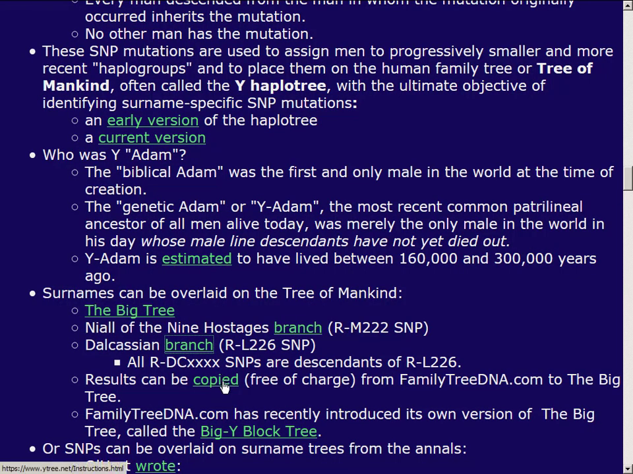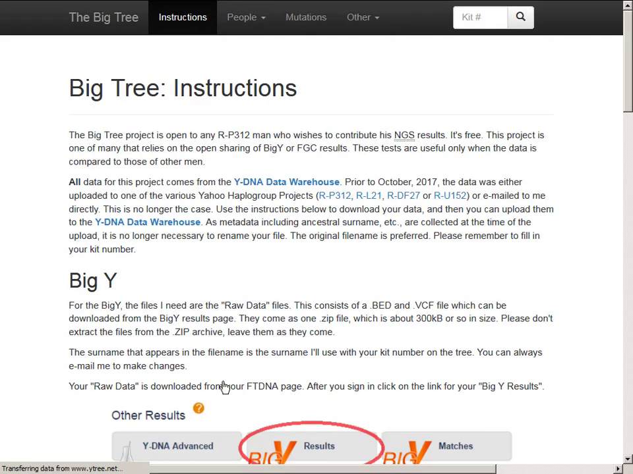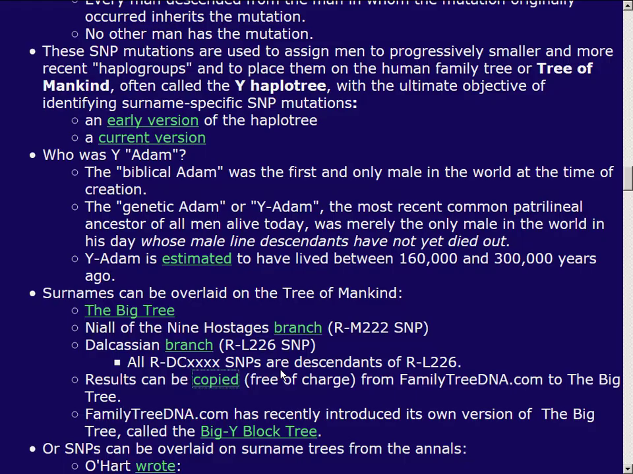So you can copy your results if you're on Family Tree DNA and you have done the Big Y test, the most expensive test, which is now called Big Y 700, and you haven't already done so, you should copy your results into the Big Tree. The instructions are on the website. It's a straightforward procedure, and then you will appear in that other tree.